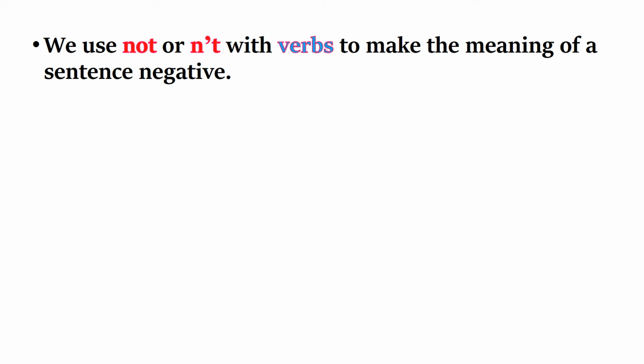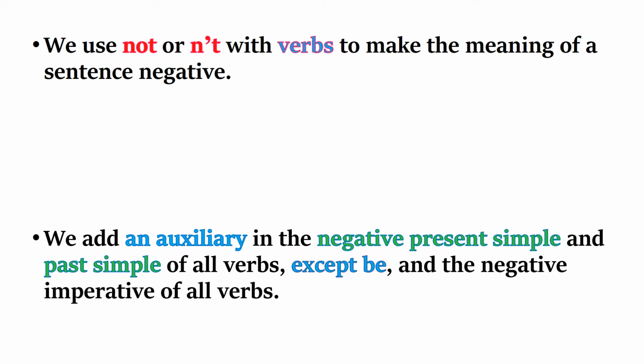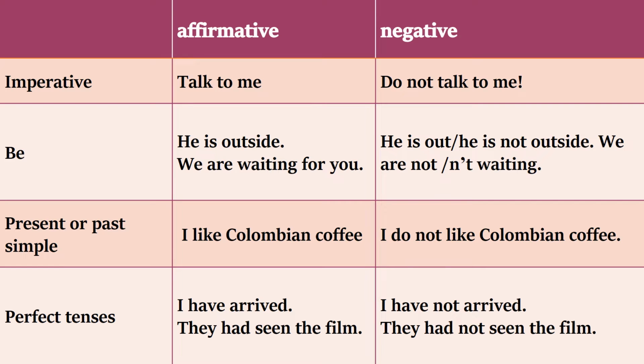We use not or n't with verbs to make the meaning of a sentence negative. We add an auxiliary in the negative present simple and past simple of all verbs, except be, and the negative imperative of all verbs. In this table we have affirmative and negative forms of different verbs. For example, for imperative verbs we should add not after the auxiliary verb. Talk to me. Do not talk to me. For to be verbs we add not after to be verbs. For present or past simple we add not after the auxiliary verb.